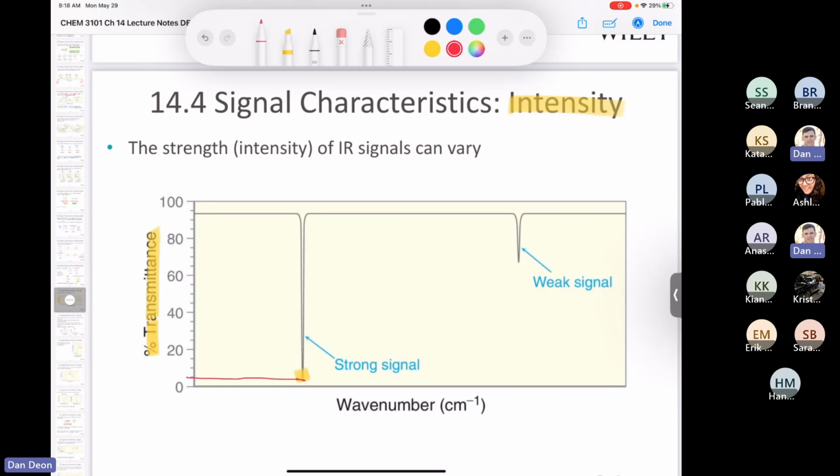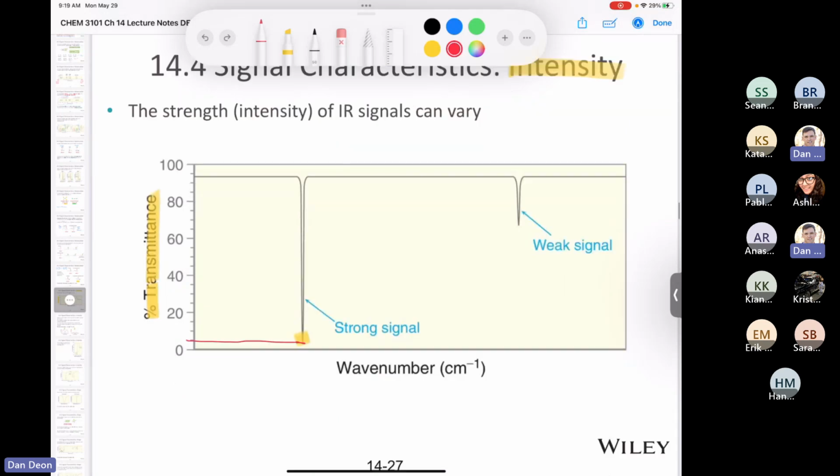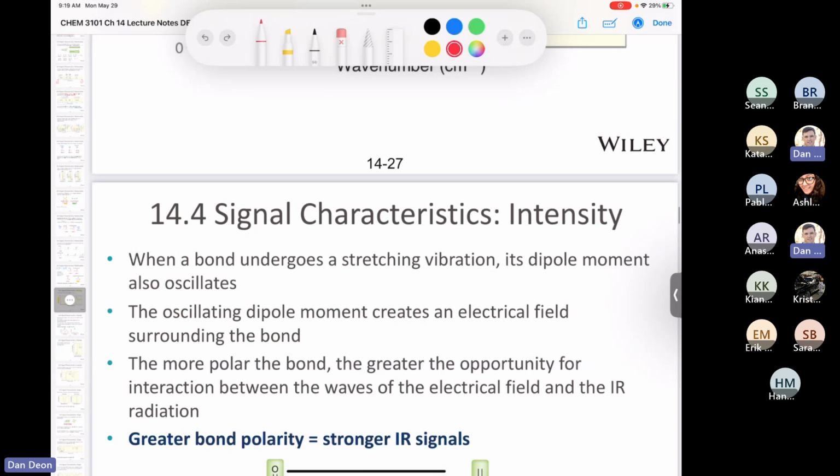So what does that mean? If it has low transmittance, that means it has a high absorbance, okay? And then here, since this is mostly transmitted, that would mean it has a lower absorbance of the infrared light. So the stronger the signal, the more infrared light that was absorbed. And if you're wondering, well, why is it strong sometimes and weak other times, and other times kind of in between the two? Great question, okay? And the answer is shown right here.